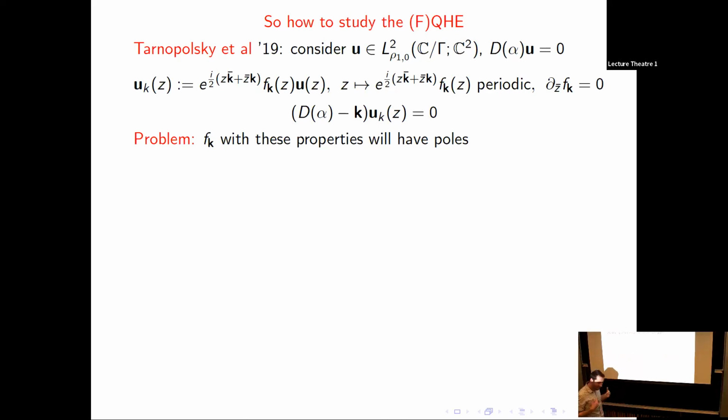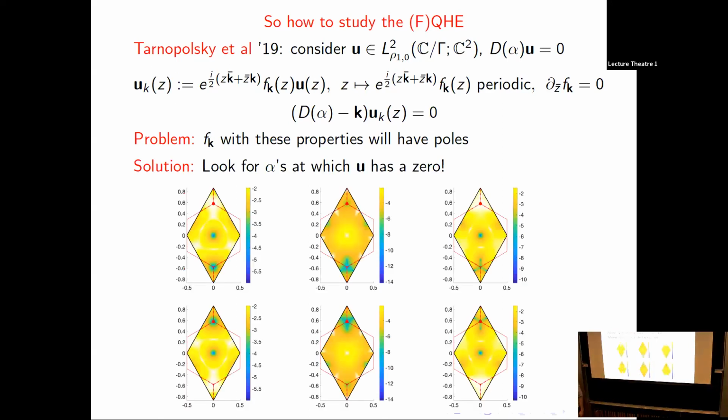So looking for magic angles is somehow looking for zeros of my solution, D_alpha u equal to 0. Here are a bunch of figures. At simple magic angles, I get a zero at 0, and it turns out that you always get a zero at 0. And then at twofold degenerate ones, I get a zero at 0 and another special point. So here I get a double zero at 0, and here I get a zero at these two points and these two points.